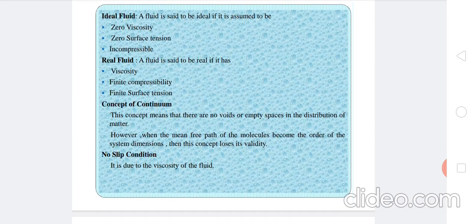Now, ideal fluid. A fluid is said to be ideal if it is assumed to have zero viscosity, zero surface tension, and to be incompressible. In reality, no ideal fluid exists. Now, real fluid. A fluid is said to be real if it has viscosity and finite compressibility and surface tension.